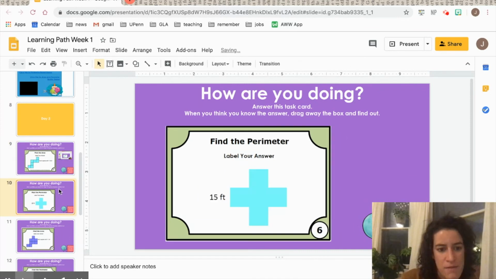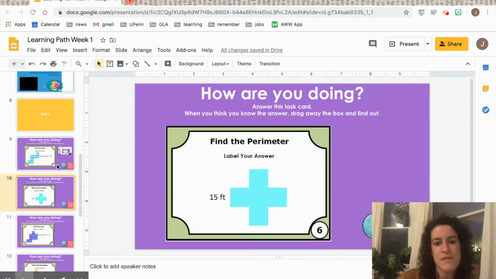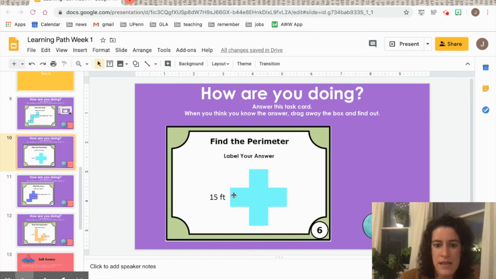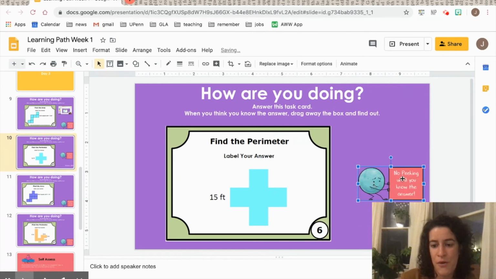Next card. Find the perimeter. Label your answer, 15 feet on just this little side. So pause the video, and when you're ready, press play. Okay, the answer was 180 feet.